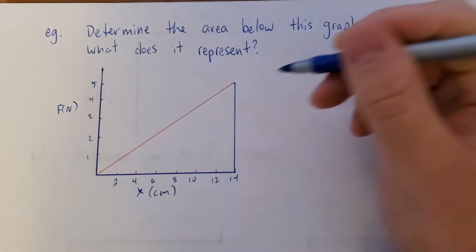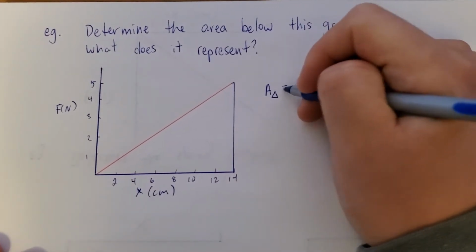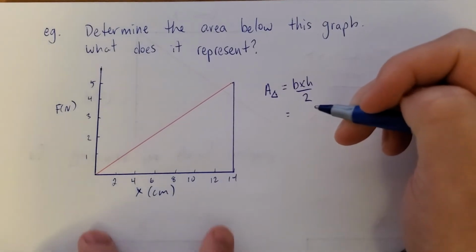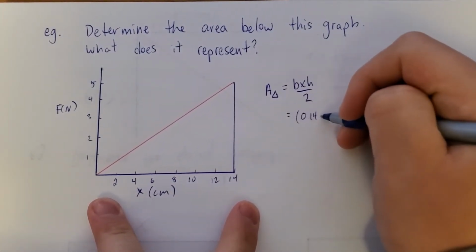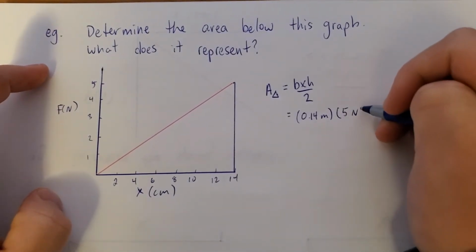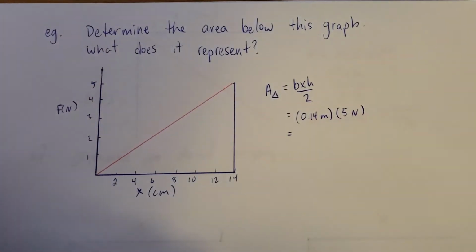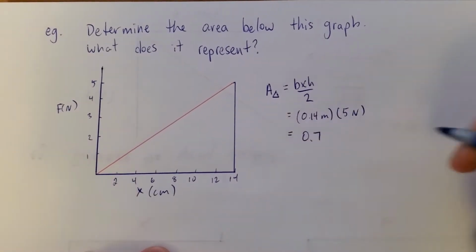Okay, it's clearly a triangle. The area of a triangle, we say base times height divided by 2. So the base here would be 14 centimeters. I'm going to put that into meters. The height is 5 newtons. Okay. And that's going to give me 0.7.